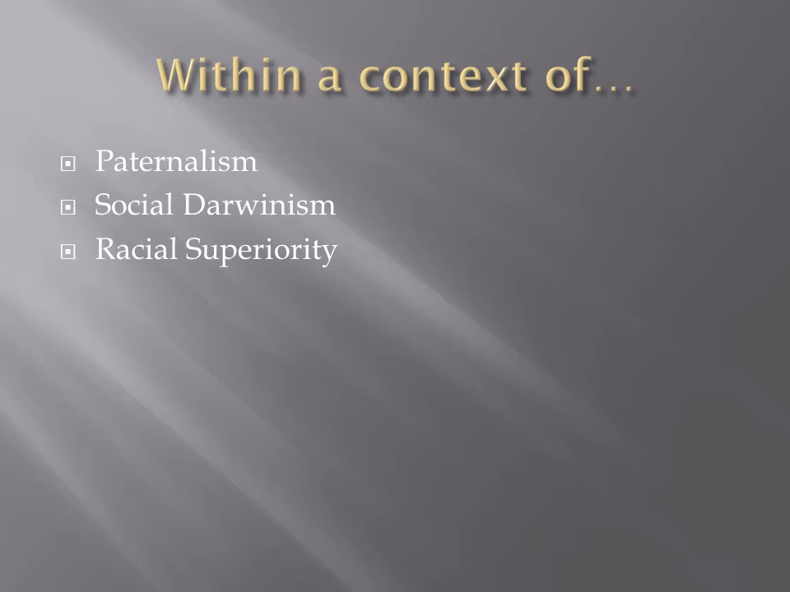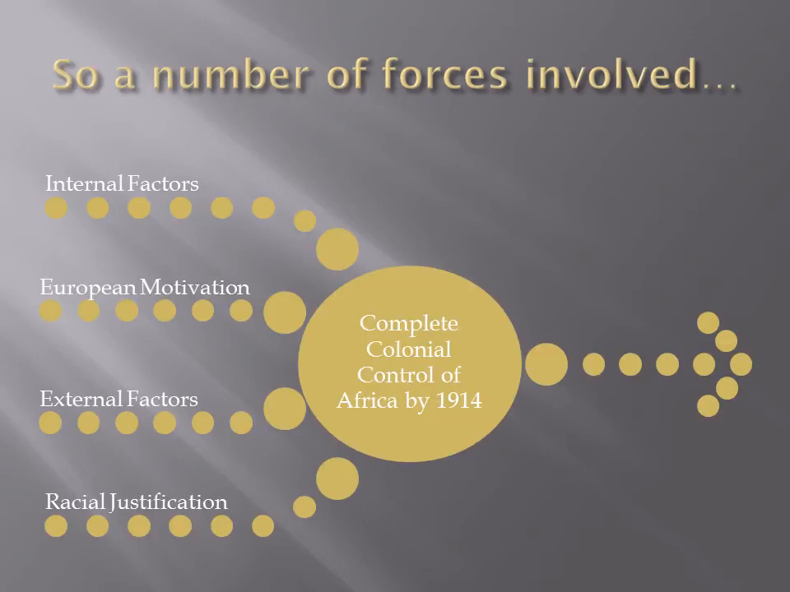What this is happening in is a context of these kinds of issues. Paternalism. Oh, we need to take care of them because they're not as civilized as we are. Social Darwinism. Oh, they're not as evolved as we are. And so it's not only our right, it's our moral duty to go down and provide for them because we're more civilized. And simple racial superiority. This is racism at its most grotesque and widespread.